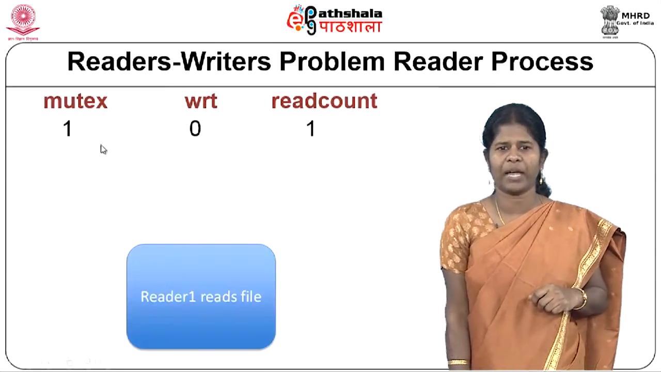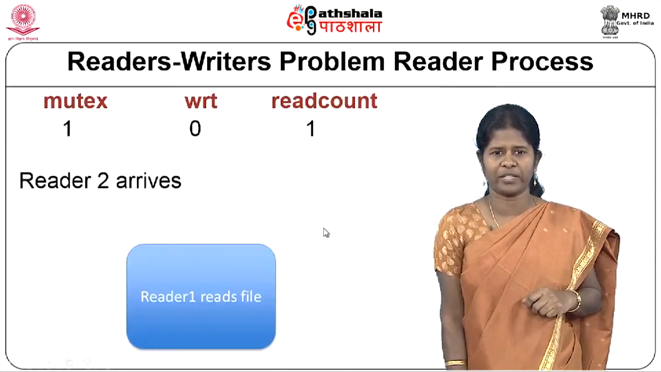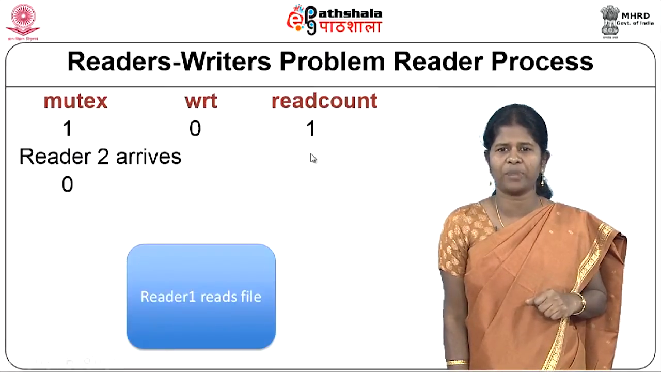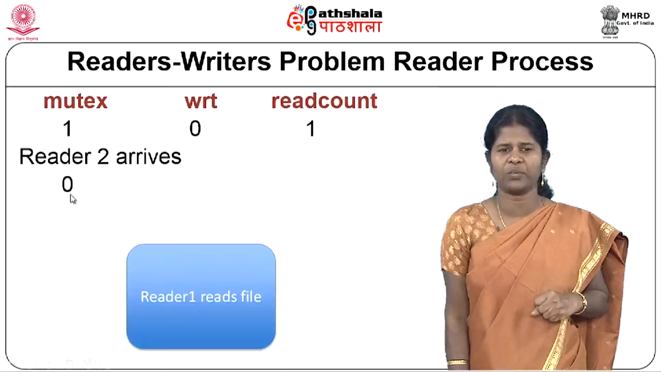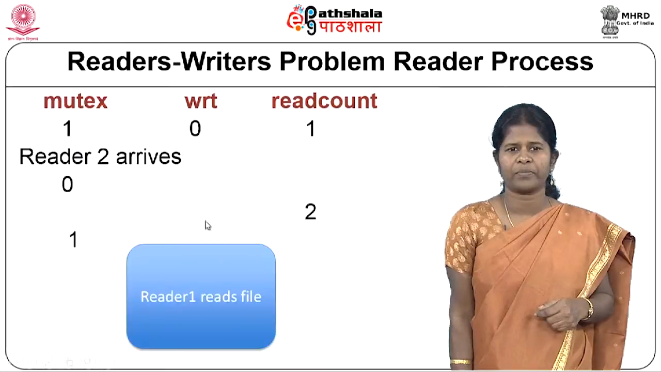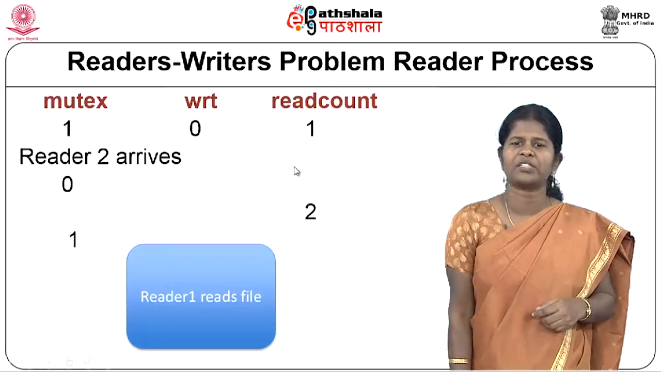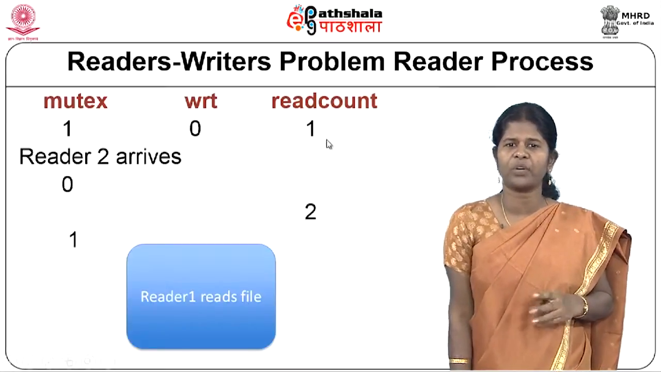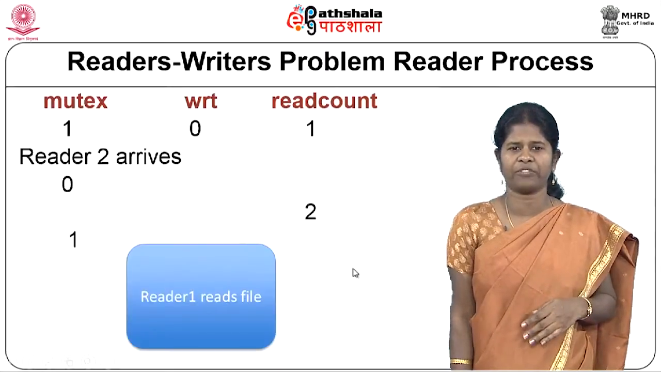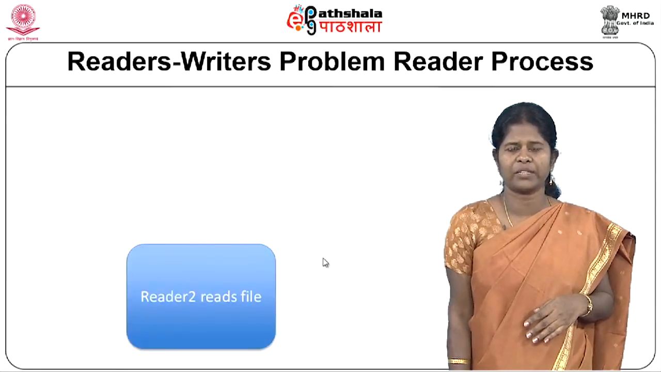So, the situation now is that mutex value is 1, WRT is 0, the read count is 1, reader 1 reading the file. Suppose reader 2 arrives, and reader 2 also wants to manipulate this read count variable. So, it waits on mutex, increments read count and signals mutex. Now, it does not have to wait on WRT because it is not the first process, read count is not equal to 1, it is a second reader process. So, it can directly go start reading the file. So, reader 2 reads the file.